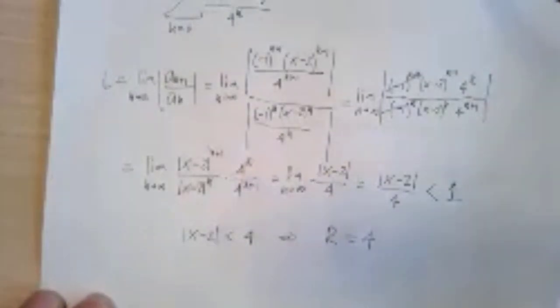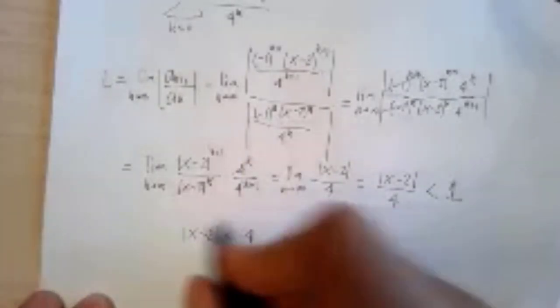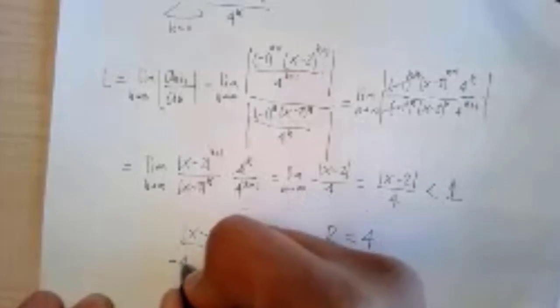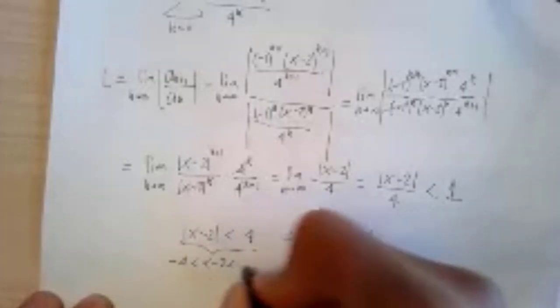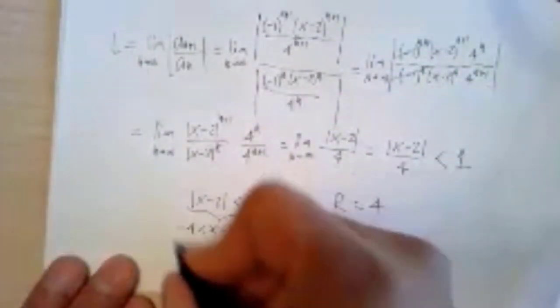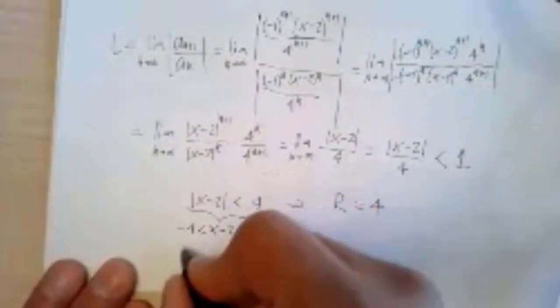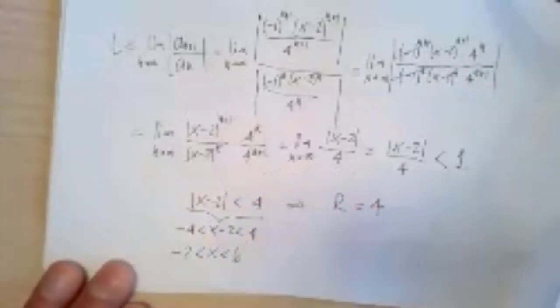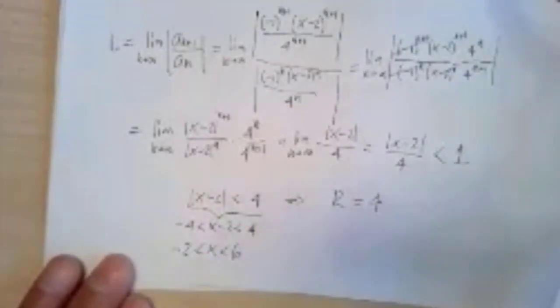And let me make a picture. So here's my picture of our situation so far. Oh, by the way, this absolute value inequality, we can rephrase as -4 less than x minus 2 less than 4, which also means that, if I add 2, -2 is less than x less than 6. All right, and this will help with my picture.